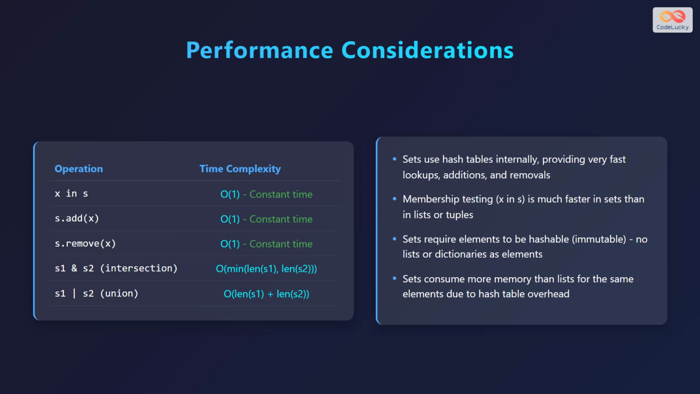Keep in mind that sets require elements to be hashable, meaning they must be immutable. This means you cannot have lists or dictionaries as elements in a set. Additionally, sets consume more memory than lists for the same number of elements due to the overhead of the hash table.